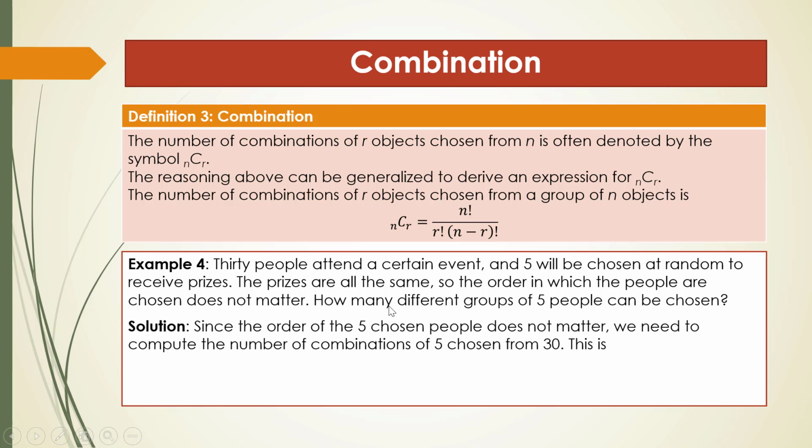Since the order of the 5 chosen people doesn't matter, we need to compute the number of combinations of 5 chosen from 30. That is 30 choose 5, which is 30 factorial over 5 factorial times 25 factorial, and the answer is 142,506 ways to choose 5 people out of 30 people.